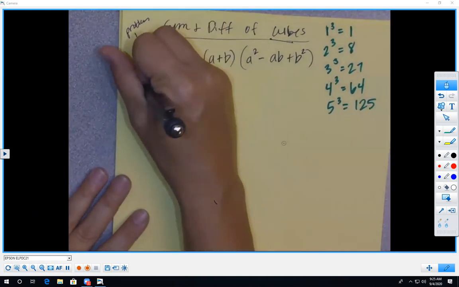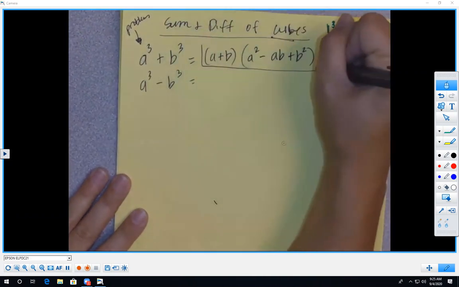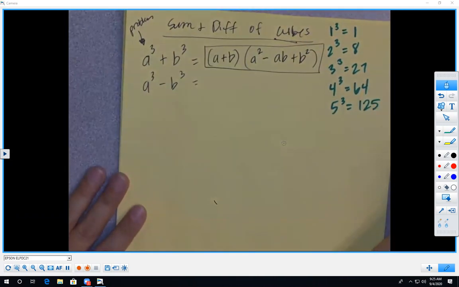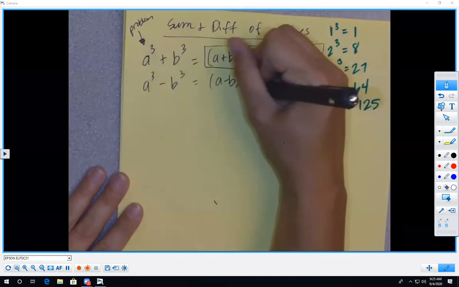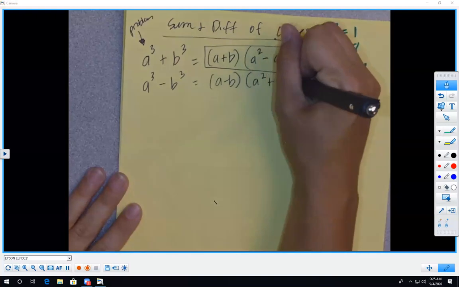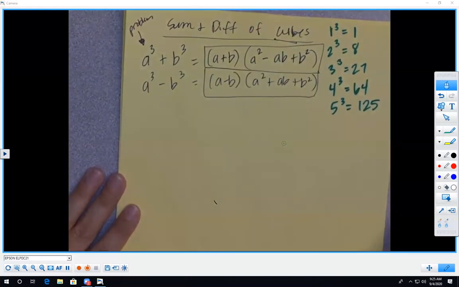The difference of cubes is the same thing. Oh, and real fast, this part's the answer, right? It's the same thing, but your signs are different. So it's a minus b, a squared plus ab plus b squared. That's the answer for the difference of cubes.